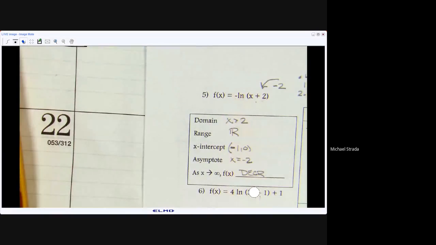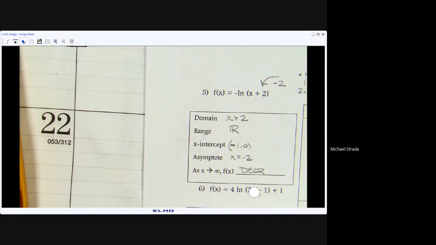When I plug in 2/3, this becomes 1. The natural log of 1 is 0. 4 times 0 is still 0, but 0 plus 1 is 1.